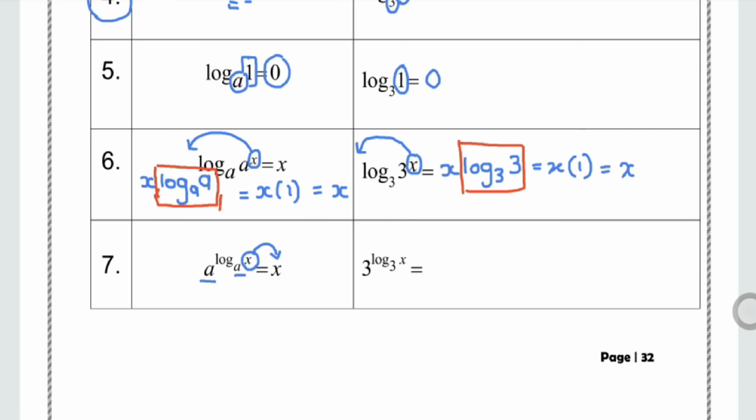Looking at the example we have here, 3 to the power of log x to the base 3, we have an index number with base 3 and the log with base 3. So the answer is just x.